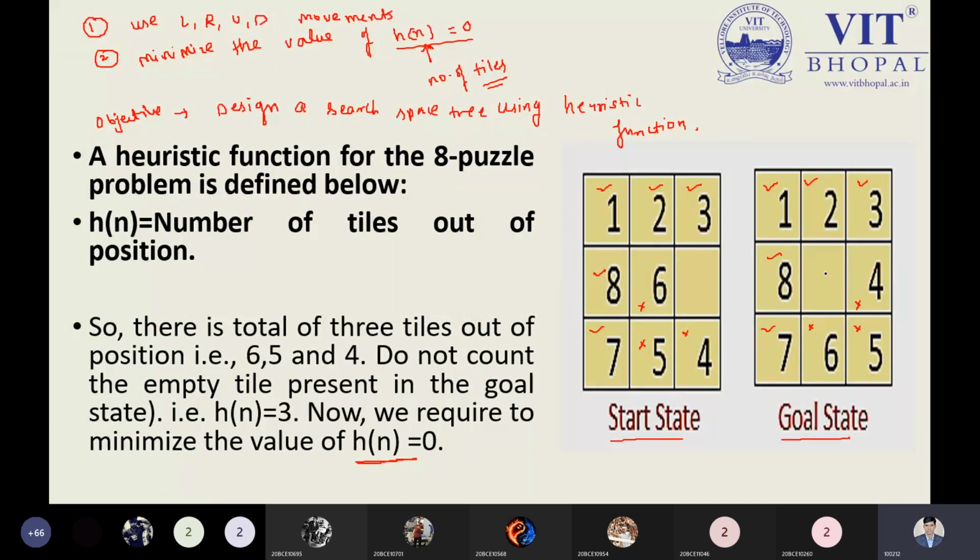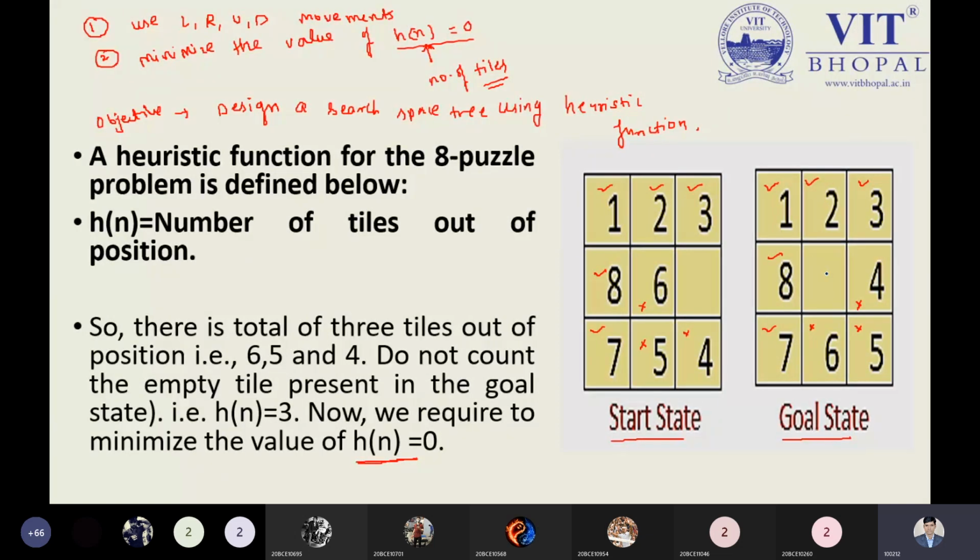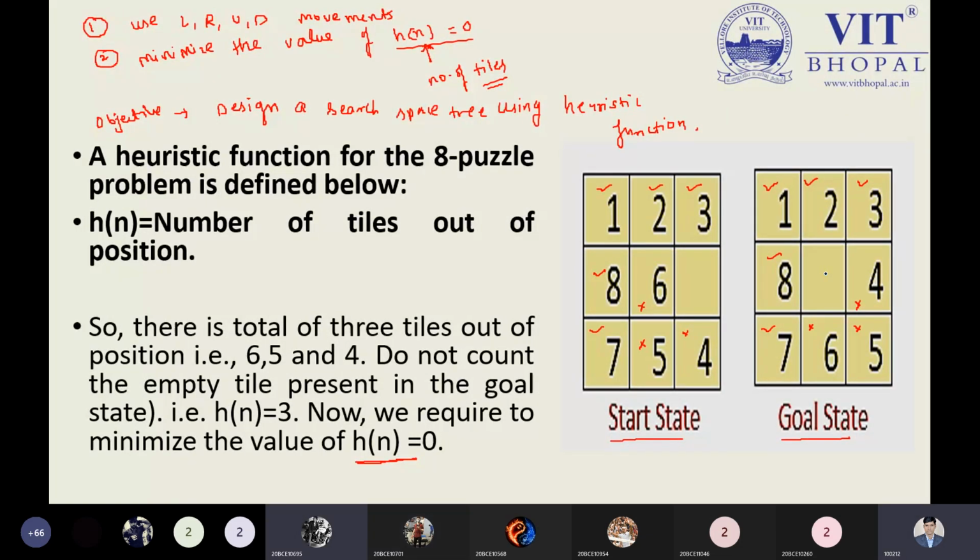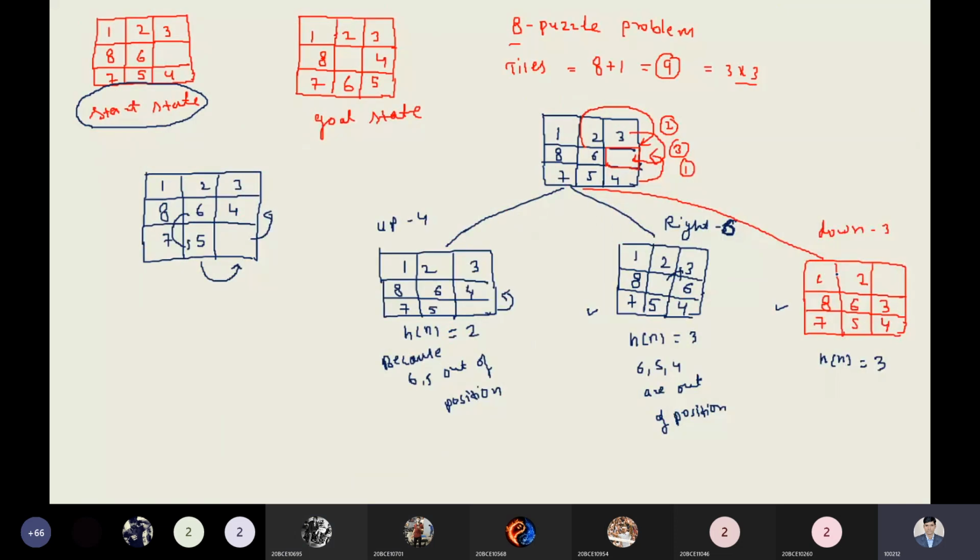Now, this point is clear. The heuristic function is the number of tiles out of position. It is clear right now. So just look at our start state and this state. In the start state, 1 is on its position and 2 is also on its position. 8 is in the same position and 7 is also in the same position, matching our goal state. 1, 2, 8, and 7. Is it true? Yes, sir.